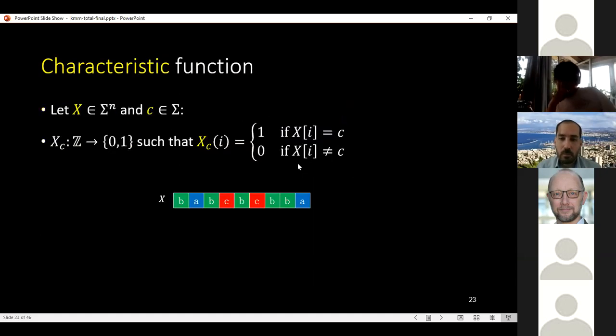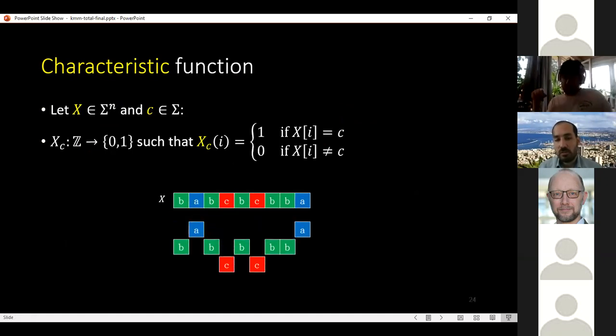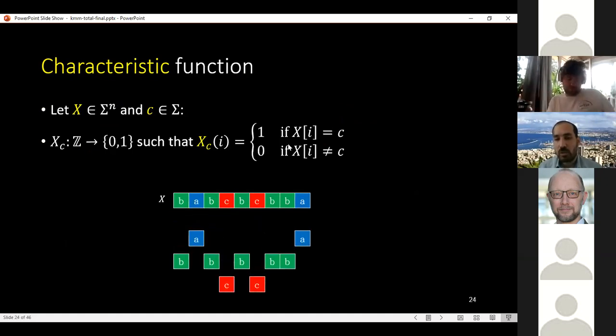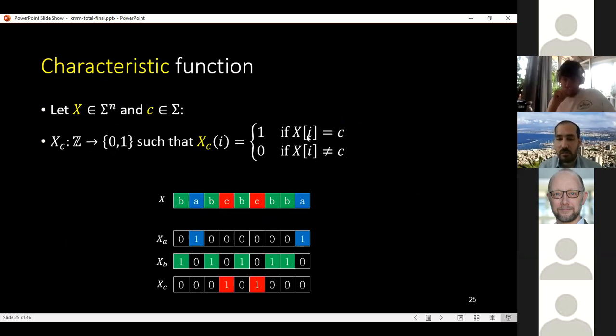And the second mathematical definition used by Fischer and Paterson is the notion of characteristic function. If we have a string x and some character c, the characteristic function of x due to c is a function that has 1 at every position where the character of x at this position is c, and 0 at every other position. As you can see, for example, in this figure, x has 3 different characteristic functions, by a, b, and c.